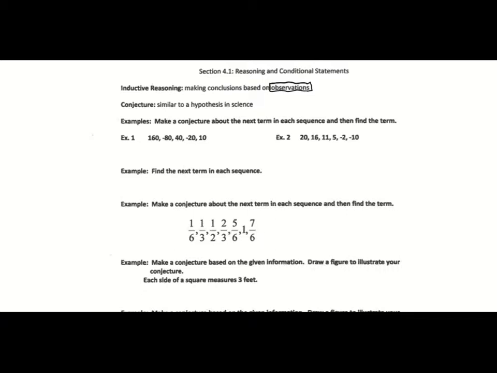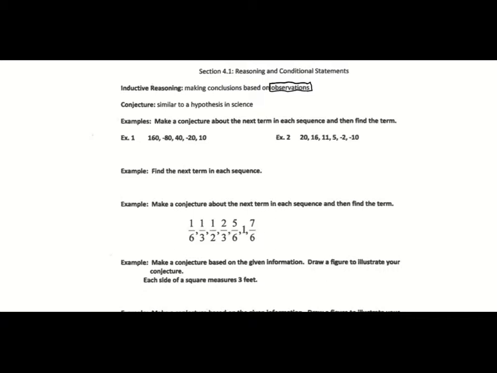Another word that we're going to be using is conjecture. And a conjecture is similar to a hypothesis in science, where you are going to try and determine what is going to happen next. So let's look at some examples.